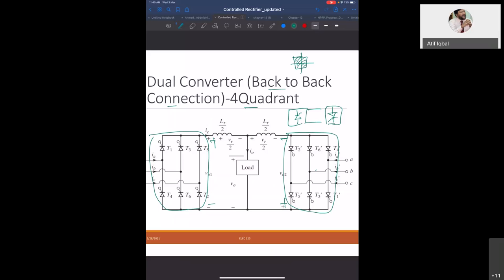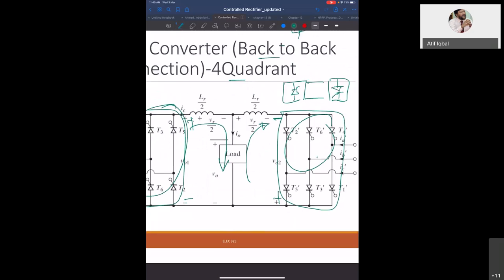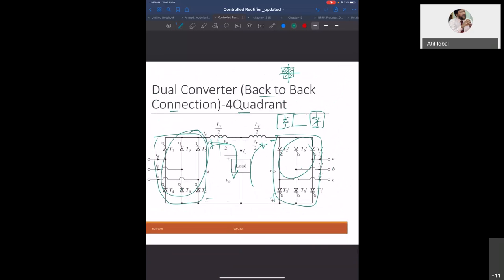That means positive voltage as well as negative voltage, positive current as well as negative current. So when this is operating, the current will flow like this, and when the other is operating, the current will flow like this. That means current will flow in both directions. And of course, this can give you negative voltage depending upon the value of alpha. So you can get positive voltage, you can get negative voltage.